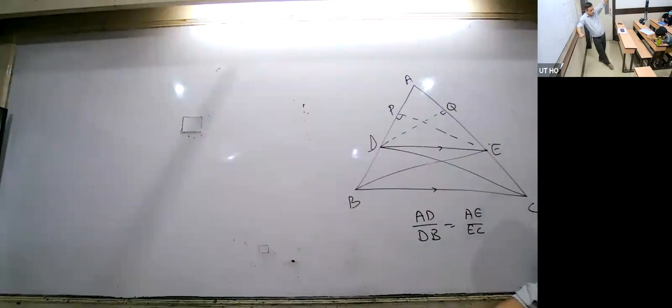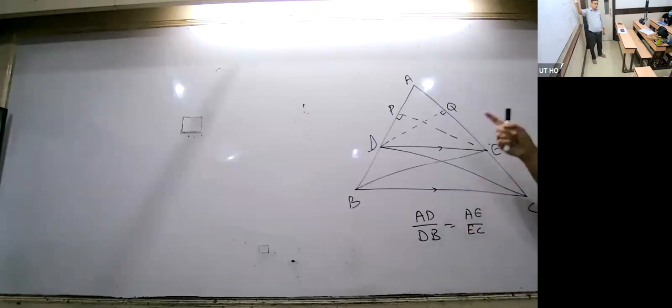Now, look here. The next property is, listen carefully: triangles with the same base and between the same parallels are equal in area. That I will explain a little later, because area itself is confusing for you, so I will explain it later. Triangles with the same base and between the same parallels are equal in area.